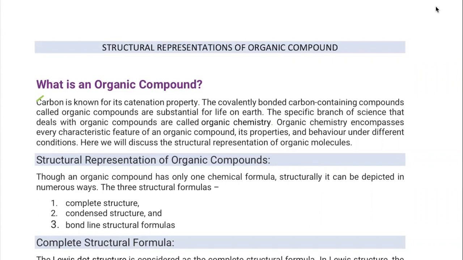The specific branch of science that deals with these organic compounds is called organic chemistry. Organic chemistry encompasses every characteristic feature of an organic compound. So that means organic chemistry deals with each and every feature of various organic compounds, their properties, their behavior, and how they react in different conditions. So that is organic chemistry.